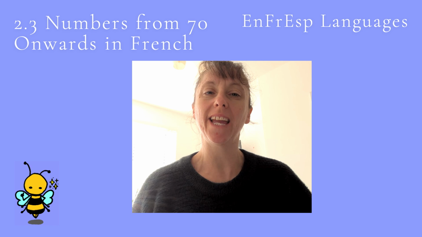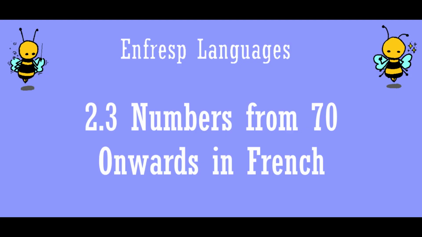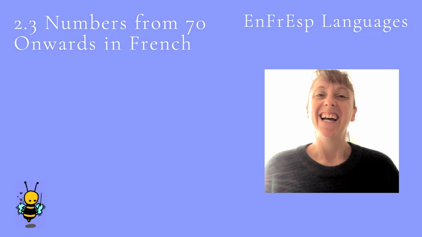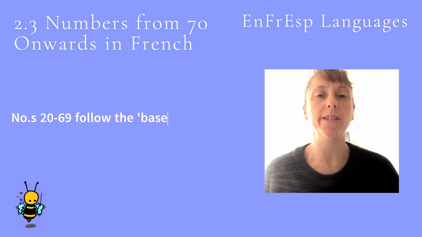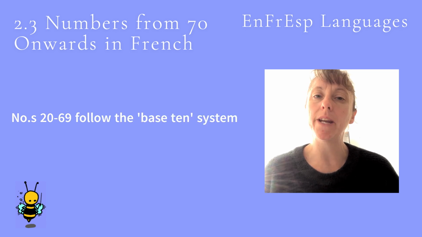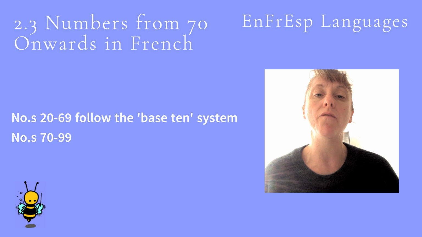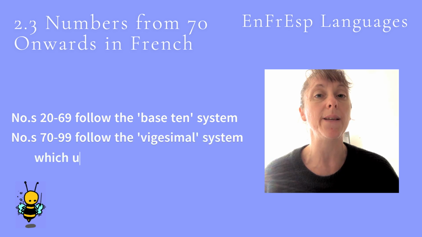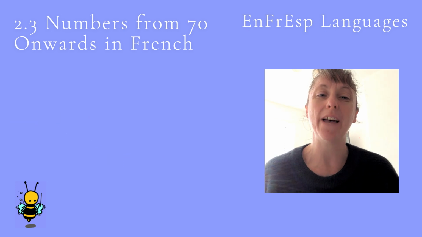In this video, we are looking at numbers 70 and above in French. Numbers 20 to 69 in French are quite straightforward because they all follow the same pattern which uses the base 10 system. But numbers between 70 and 99 in French follow a different pattern because they use the vigesimal system which uses base 20. So let's start by looking at 70.